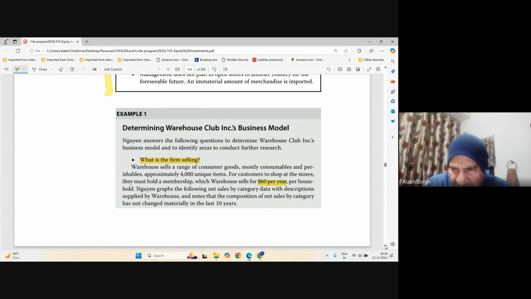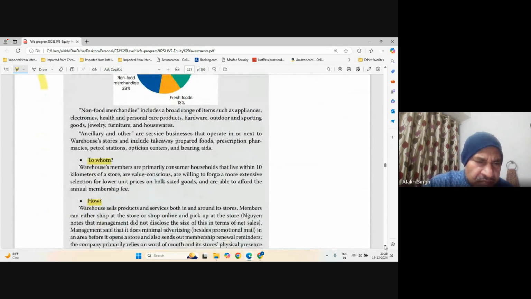And the next step is to whom? The customers. So it has members. It is not selling to one large retailer. This company itself is a retailer. So it will buy cheaply because it has this buyer power. Its customers are primary consumers that live within 10 kilometers of a store. Okay, so it is servicing as per geographic location. So to whom, and then how it is selling products.